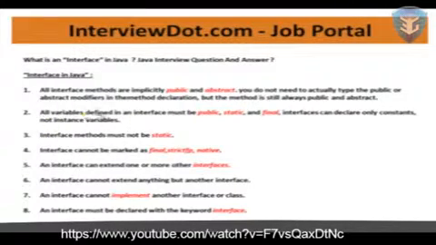All variables defined in an interface must be public, static, and final. Interfaces can declare only constants. You should not have instance variables. Please remember, interface methods must not be static, because whenever you say static, it applies to the class level, but interface concepts are applied to the object level, where you can have polymorphism and other features.